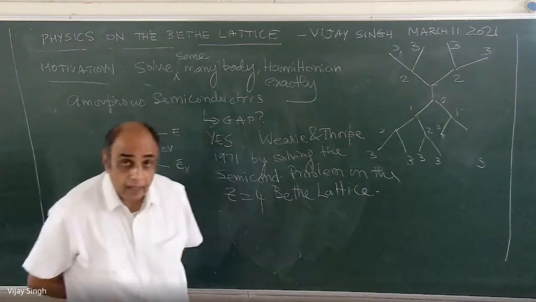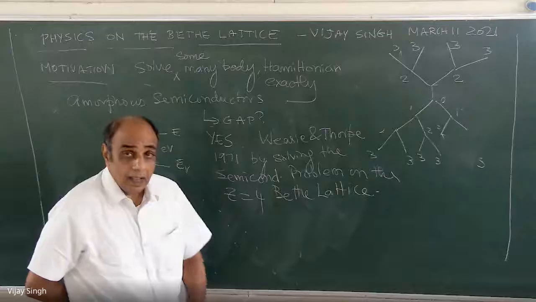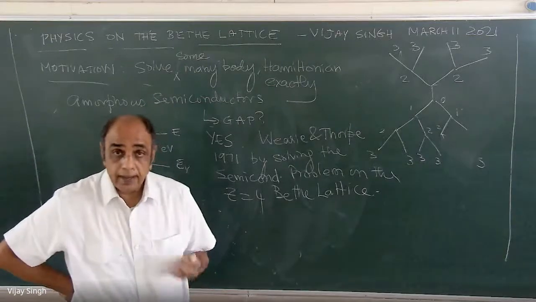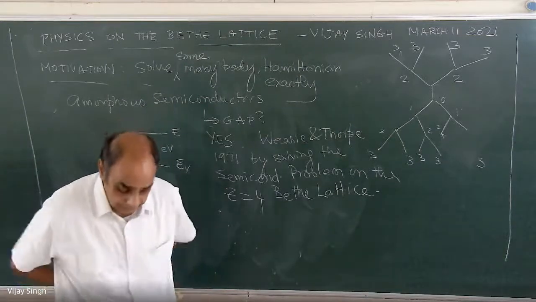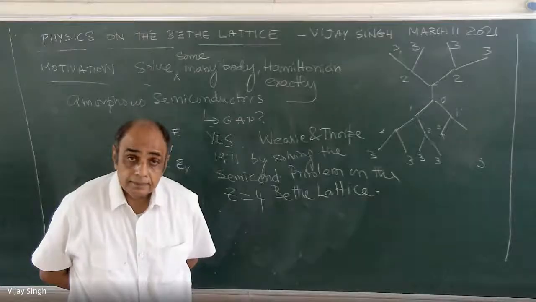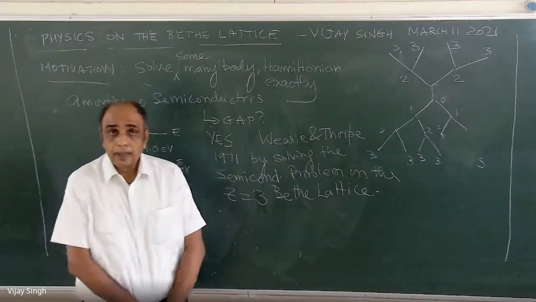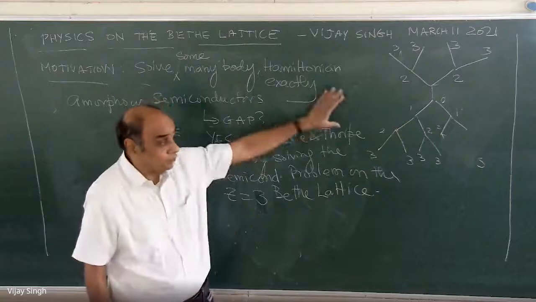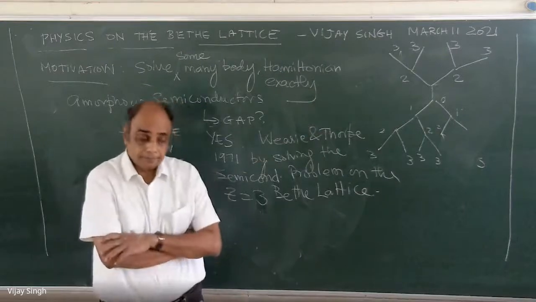But before I get into it, I should pause and ask if there's a question. Yes? Sir, I'm Chandrasekhar. Sir, you said Z equal to 4 Bethe lattice, but then that would mean each atom is connected to 5, right? Should it be 3? Yes, Z equal to 3 if you want, in this notation. Correct.